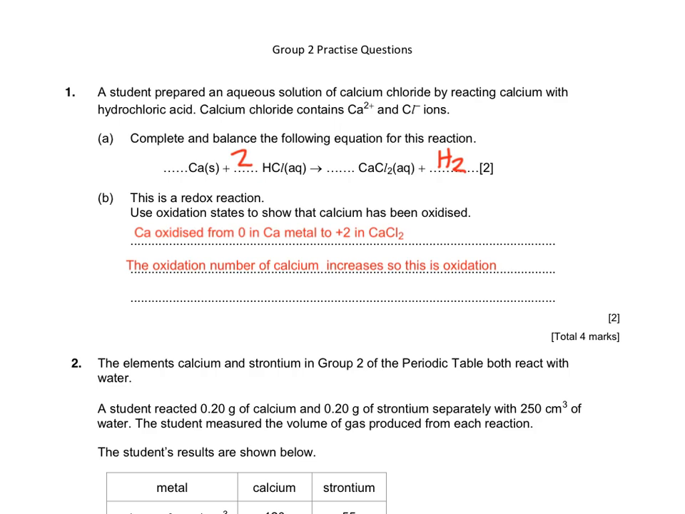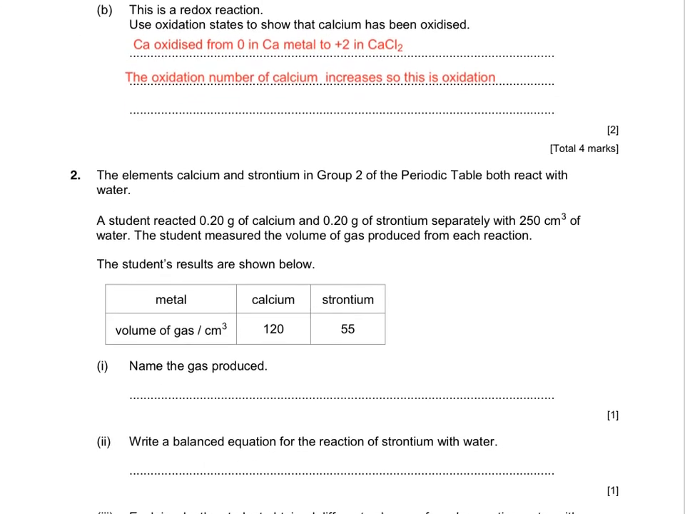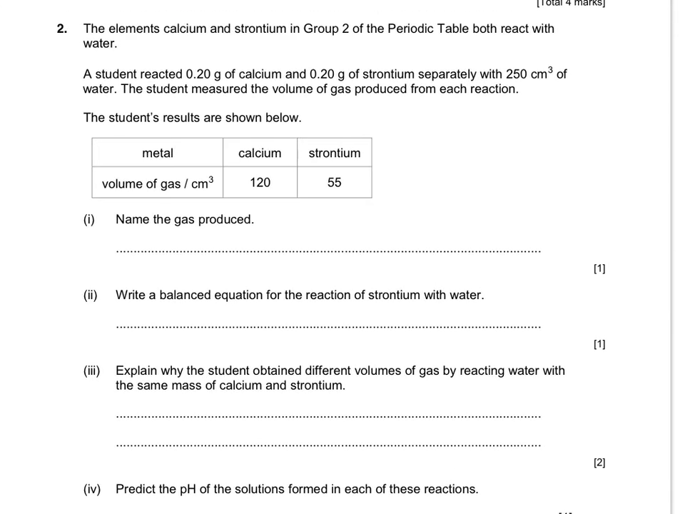So moving the page down a bit, the next question says the elements calcium and strontium in group 2 of the periodic table both react with water. They want you to name the gas produced. We looked at this reaction a bit earlier. So it's obviously hydrogen, or H2. And a balanced equation for the reaction, well, we can do this quite easily. And that gives us Sr plus 2H2O liquid, giving Sr(OH)2 aqueous plus H2 gas. They didn't ask for the state symbols, but I thought I'd put them in anyway.